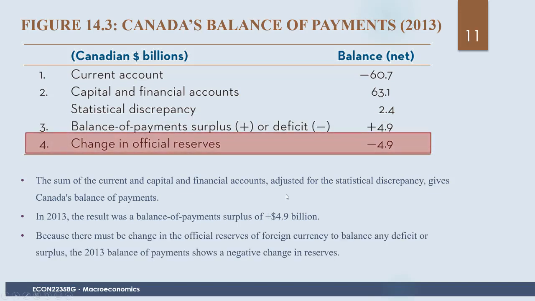Okay, and so that's the main procedure here. So you have your current account, your capital and financial account, you add your statistical discrepancy, this would be given, and then you end up with your balance of payments surplus or deficit, and then this is going to be directly offset by changes in official reserves.